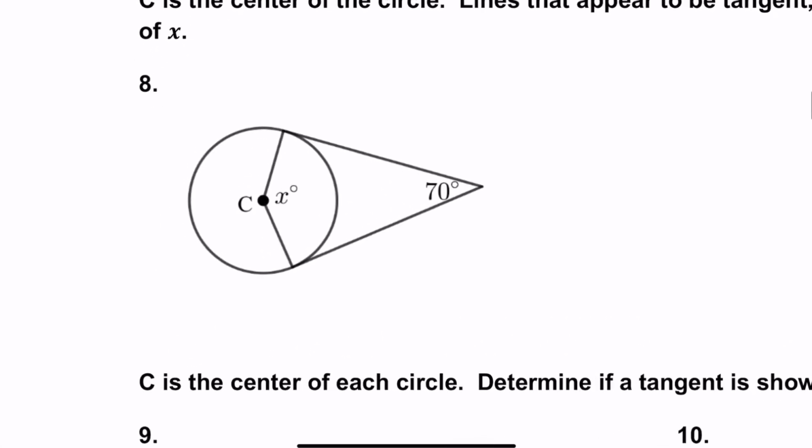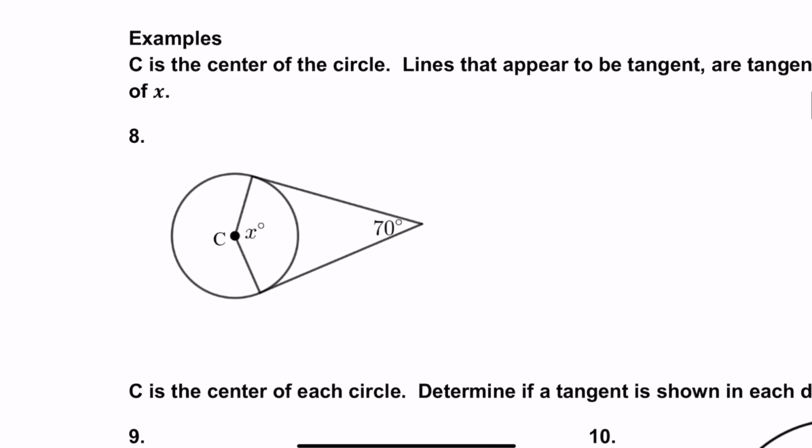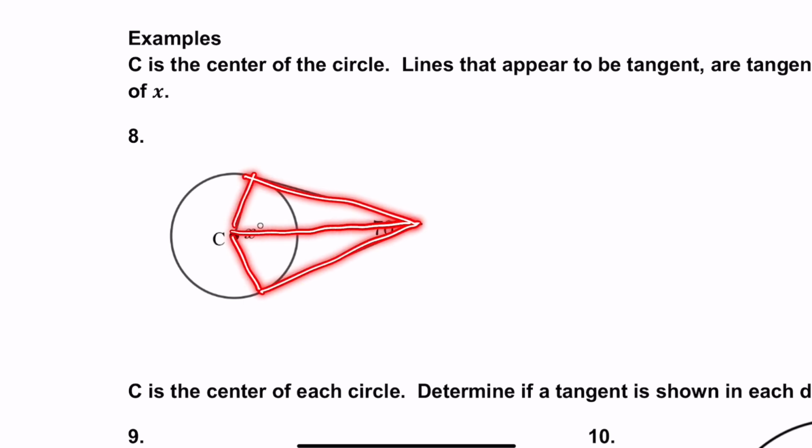Okay, now we have a four-sided shape on number 8. Every four-sided shape makes two triangles. Every triangle has 180 degrees, and if you multiply that, that's 360 degrees. Every four-sided shape, all of the angles inside the shape add to equal 360 degrees.